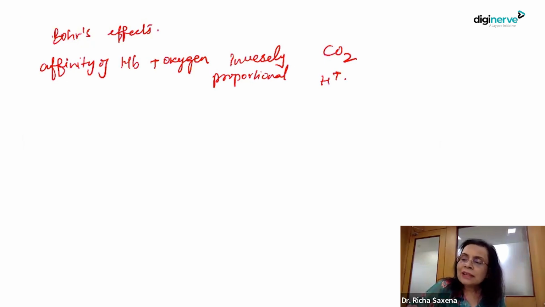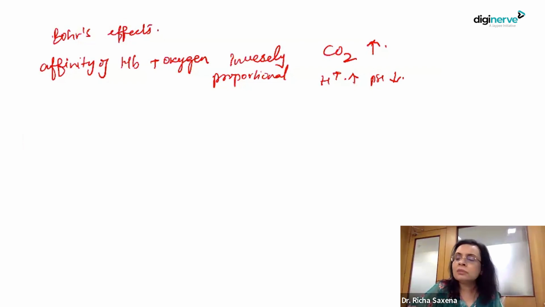So if carbon dioxide levels increase, that means the affinity of hemoglobin to combine with oxygen reduces. So this facilitates transfer of oxygen into those tissues. Similarly, if hydrogen ions increase, that means pH reduces. So if pH reduces, again, the affinity of hemoglobin to combine with oxygen reduces, and this facilitates the release of oxygen to the tissue.